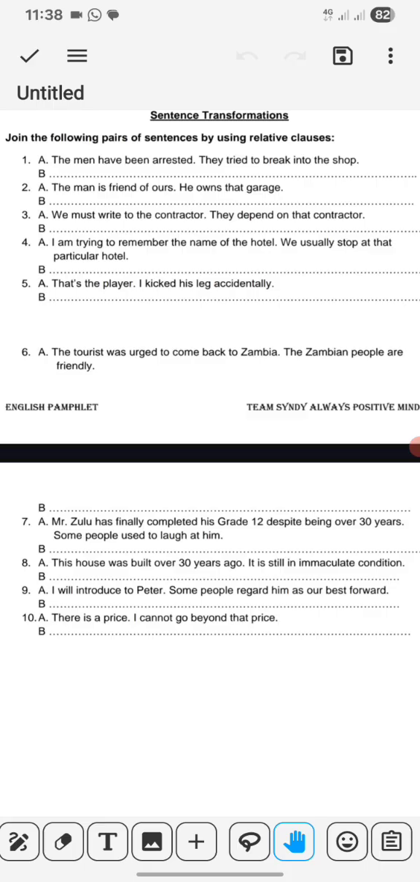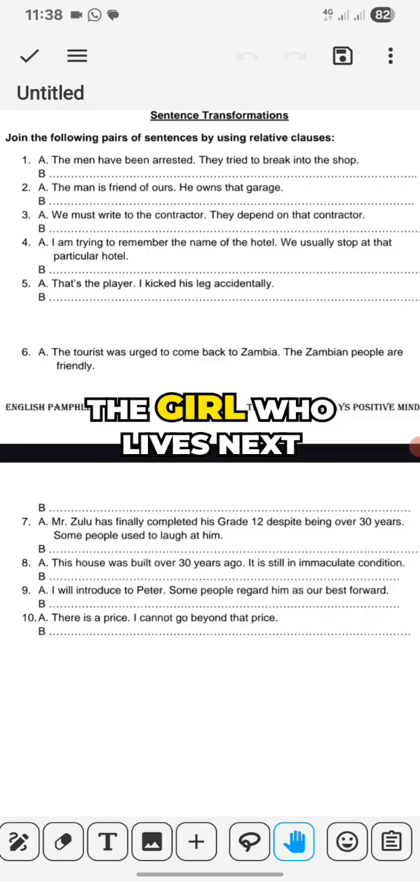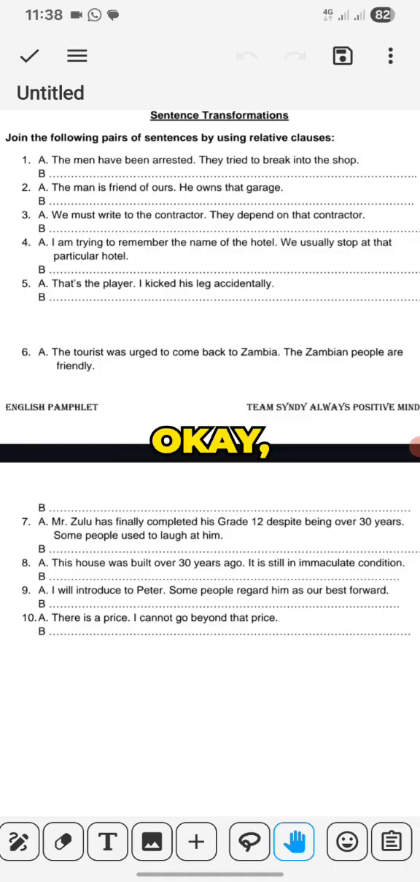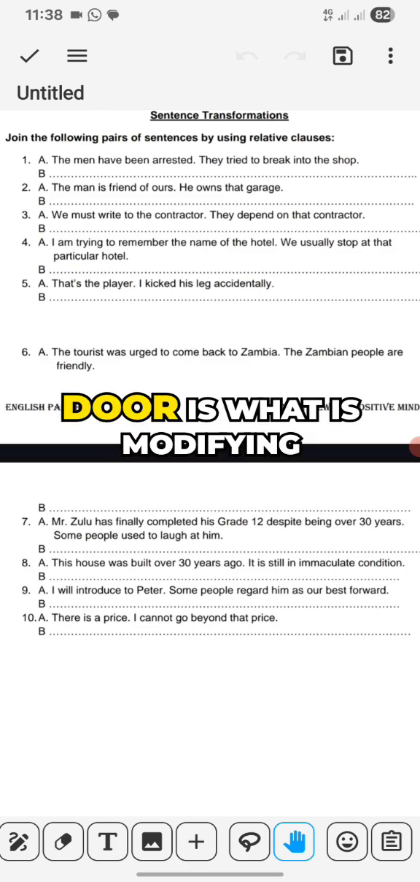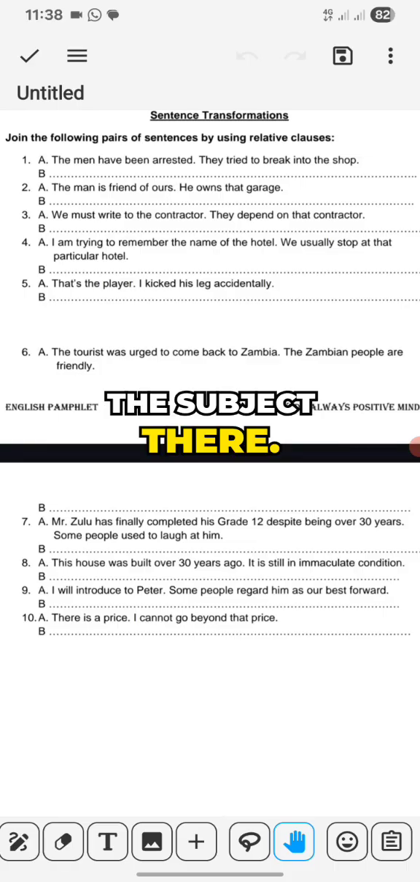So the girl there is a subject. Now the relative clause there is who lives next door. Who lives next door gives us information about the girl. So we are not just talking about any other girl, but we are talking about the girl who lives next door. So what has she done? Has traveled to Lusaka. So the relative clause who lives next door is what is modifying the subject there.